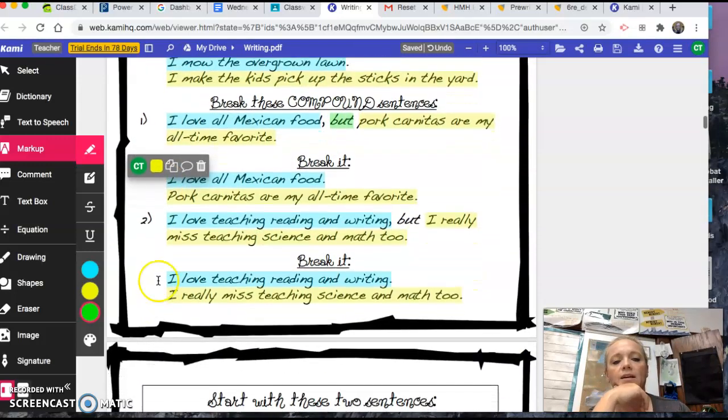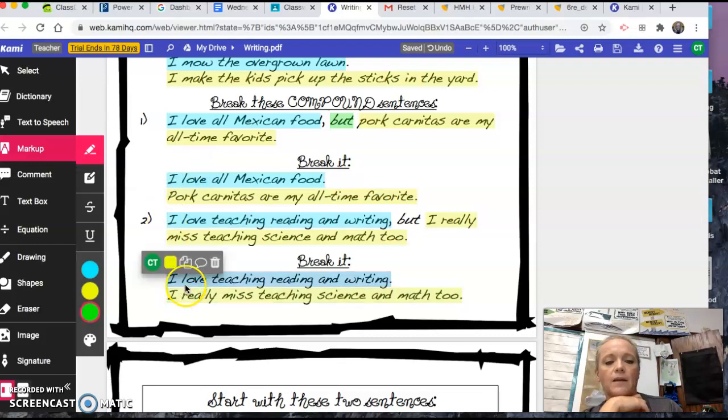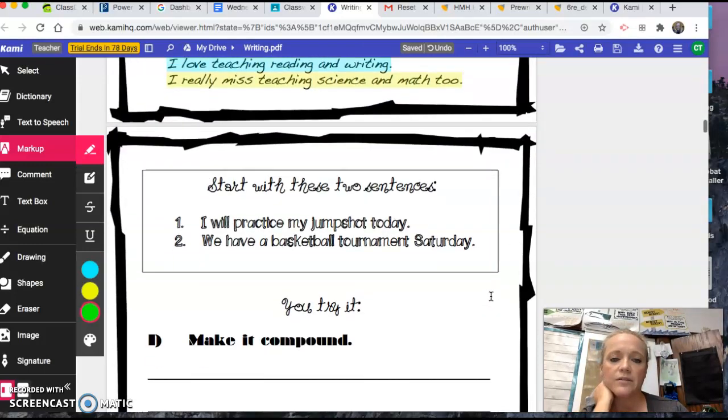And then your second one here is I love teaching reading and writing, comma, but I really miss teaching science and math too. And so we can break those apart too. I love teaching reading and writing. I really miss teaching science and math too. But is our conjunction or our connecting word. And really that's all we had time to do today.